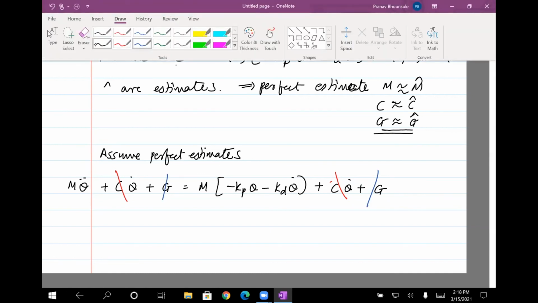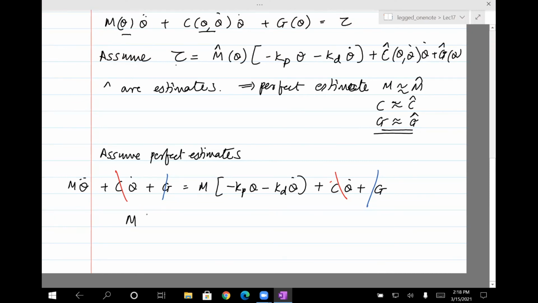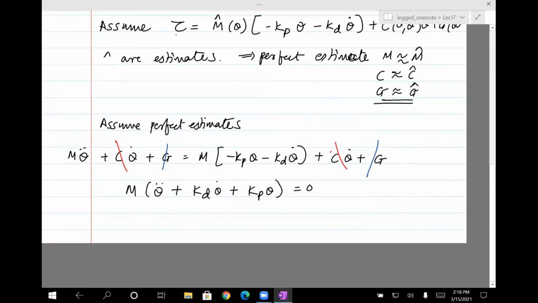So what we can do now is rewrite this as M. I'll pull that out, and we have theta double dot plus Kd, or sorry, let me write Kd first. Now, the mass matrix is usually not zero, so the second term should be zero. Since M is not equal to zero, the determinant of M is not equal to zero, then we have theta double dot plus Kd theta dot plus Kp theta equals zero. Okay, so that's the form.